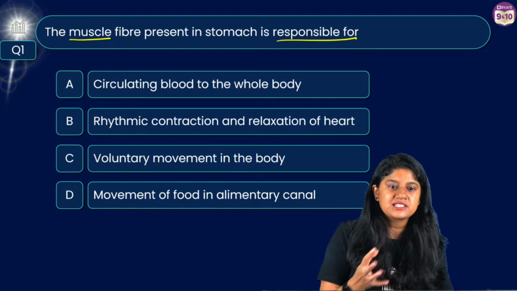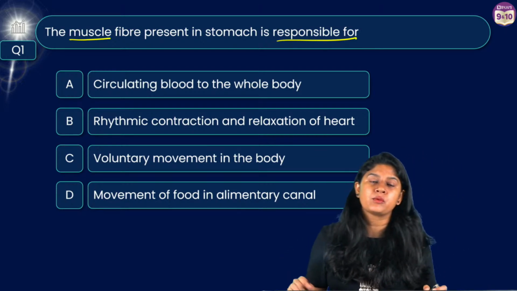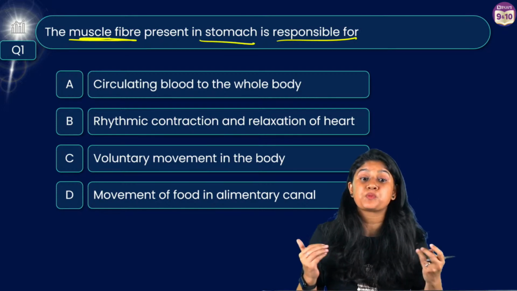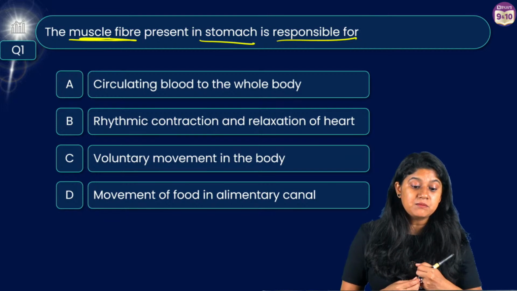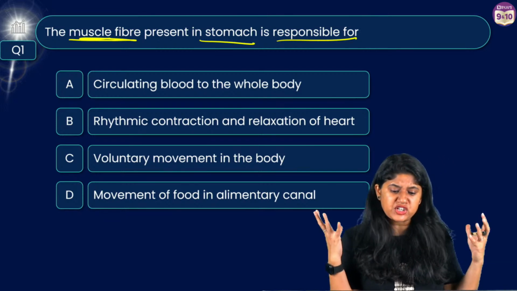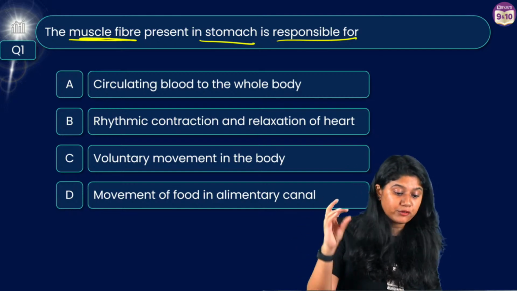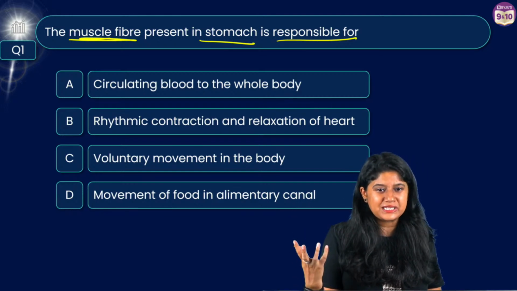First, it's a very easy question, right? Important thing over here, everyone. Which type of muscle is present in the stomach and what is it responsible for? Circulating blood to the whole body, rhythmic contraction and relaxation of heart, voluntary movement in the body, or movement of food in the alimentary canal. Easy peasy this is, right?